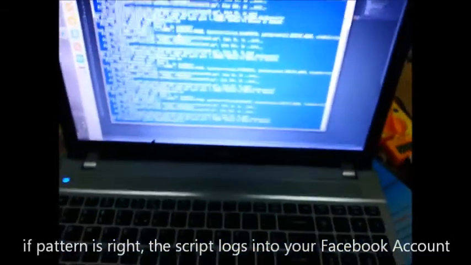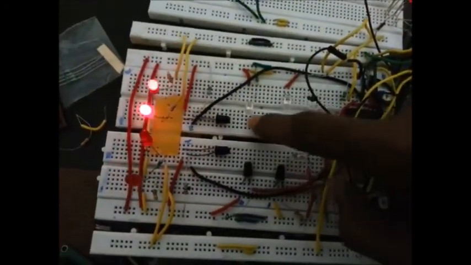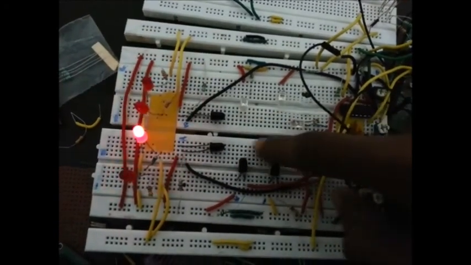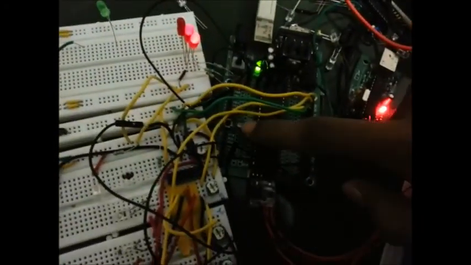Sir, enter the correct pattern to automatically log into your Facebook account. Pattern recorded. Checking pattern. Sorry, invalid password. Please reset the microcontroller and try it again.